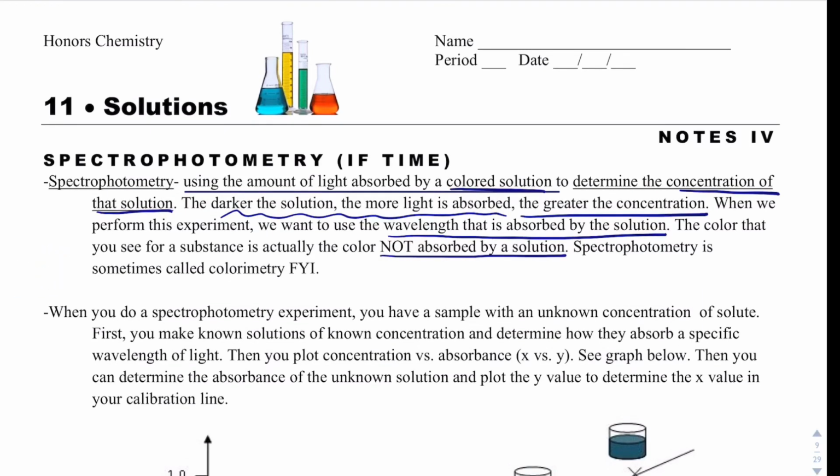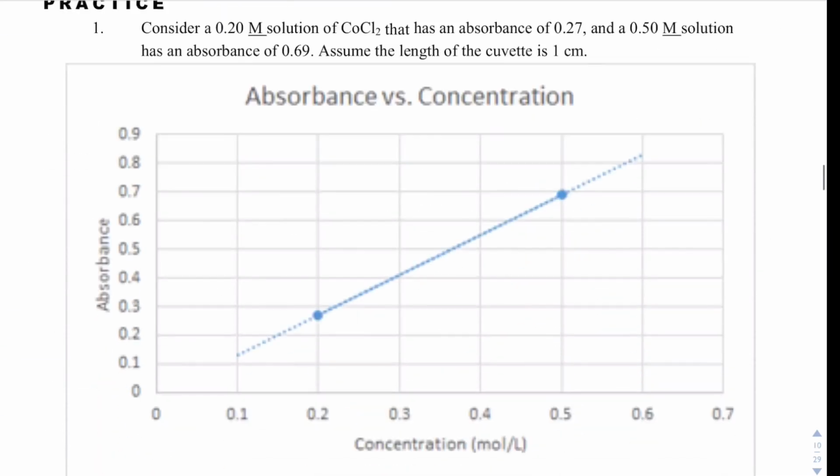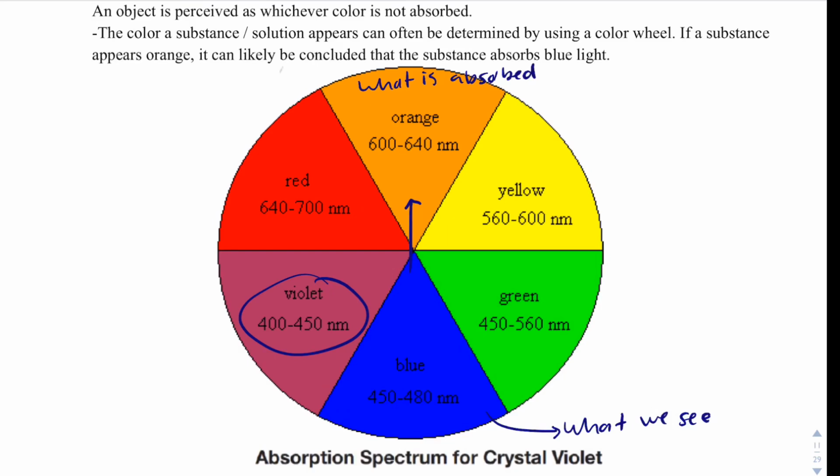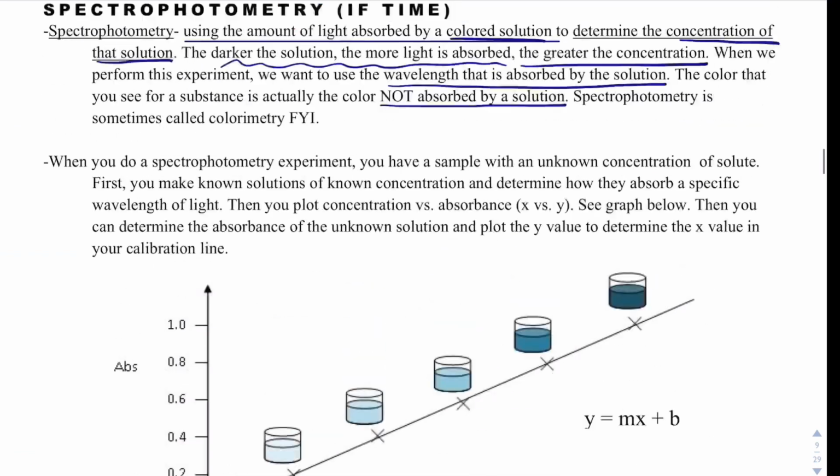If we want to think about that, I'm going to skip ahead just a second, we'll get there. The color that we see is, so this is what we see. Its complementary color, so the one directly across from it, is what is absorbed. Okay, so if you see violet, that's what you see, but the color being absorbed would be yellow, and yellow light has a range of wavelengths between 560 and 600 nanometers.